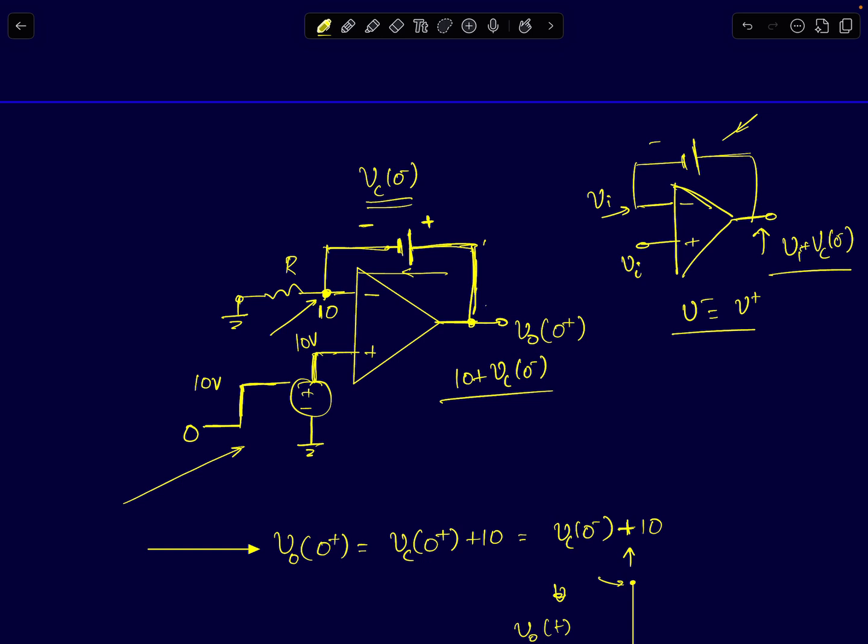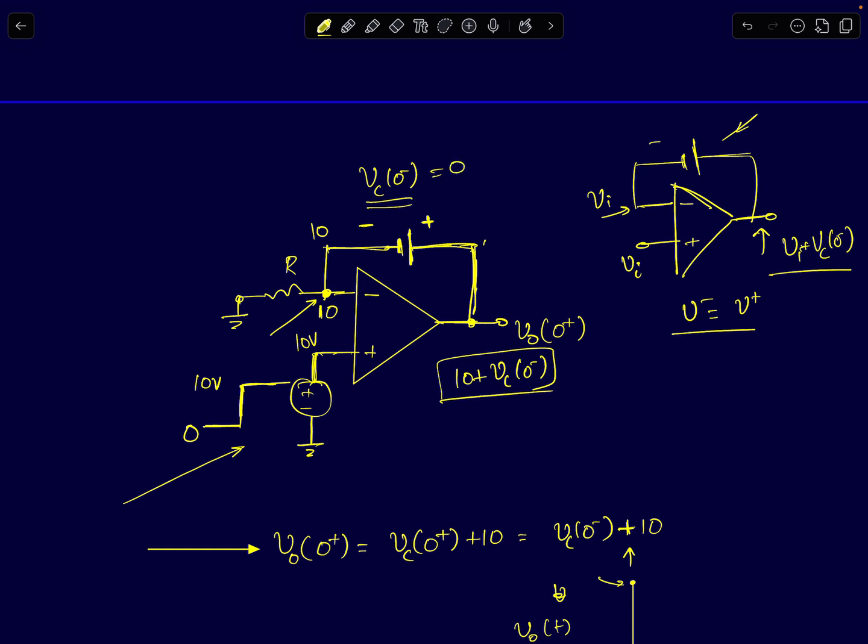Both these nodes increasing to 10 volts simply follows from the fact that the capacitor voltage cannot change instantaneously, and there is a DC negative feedback around the op amp in the circuit. If you include these two factors, then you can arrive at this conclusion. I have already derived this. We solved a similar problem previously, so I don't think there is much confusion here. If you do have any confusion, just write in the comments and I'll answer it. So this node voltage will immediately jump to 10 volts, and this will come to 10 plus Vc of 0 minus volts.